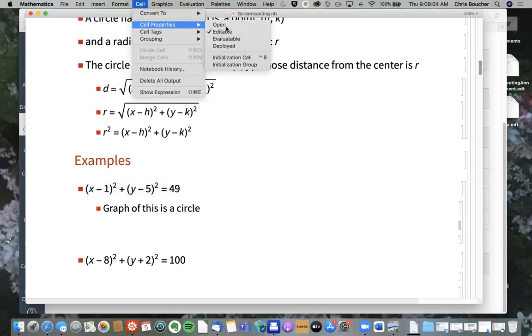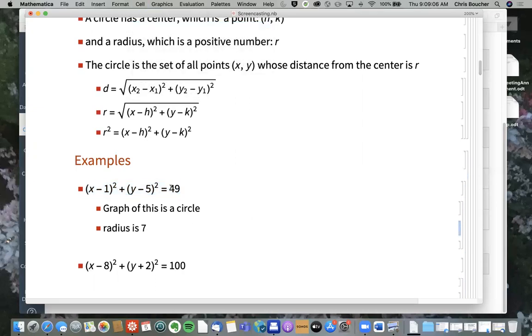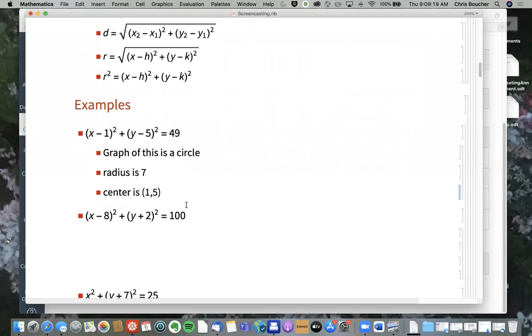Okay, so the radius is going to be 7, because on the right-hand side, that's r squared, right? So if that's the square, 49, the radius must be 7. And as we said a moment ago, the center is the point 1, 5. Okay, so here's another example. A slight complication here is in the second term, we have a plus between the y and the 2 instead of a minus, but that's not a big deal. We can easily rewrite it like this. Instead of y plus 2, I'll write y minus -2, and now it's in the standard form for the equation of the circle, right?